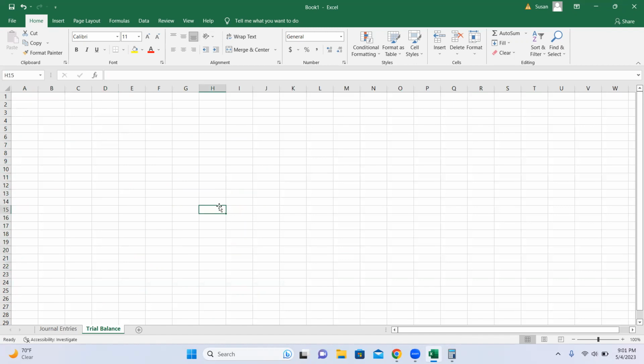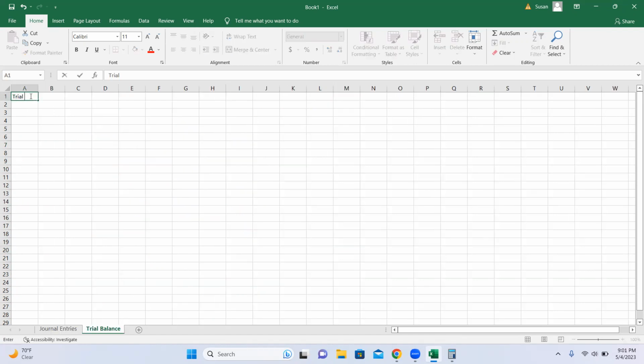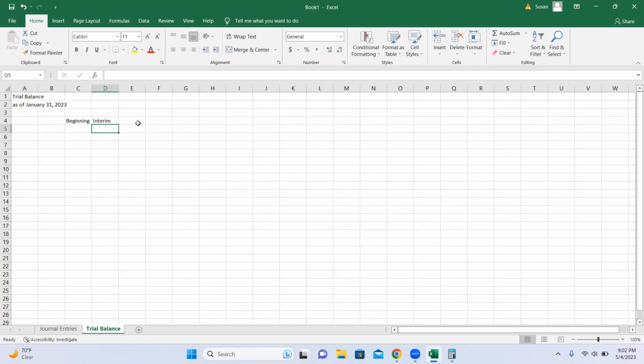So to build that, I will be using some formulas. And let's just call this a trial balance as of January 31st, 2023. We have the beginning balance, and then I'll show the interim, which is all these activities here. These are all the interim activities, and then you have the ending balance.